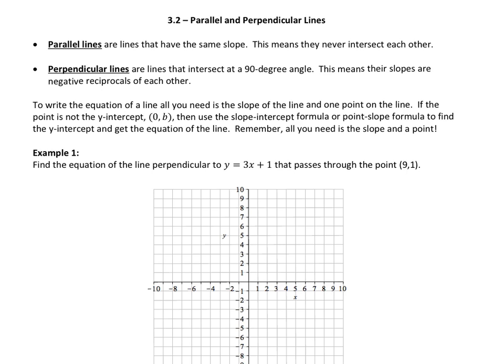Anytime you are given a question dealing with parallel or perpendicular lines, I want you to immediately start thinking about the slopes of those lines. So let's take a look at example 1. In example 1, we're asked to find the equation of a line that is perpendicular to y equals 3x plus 1 and passes through the point (9, 1).